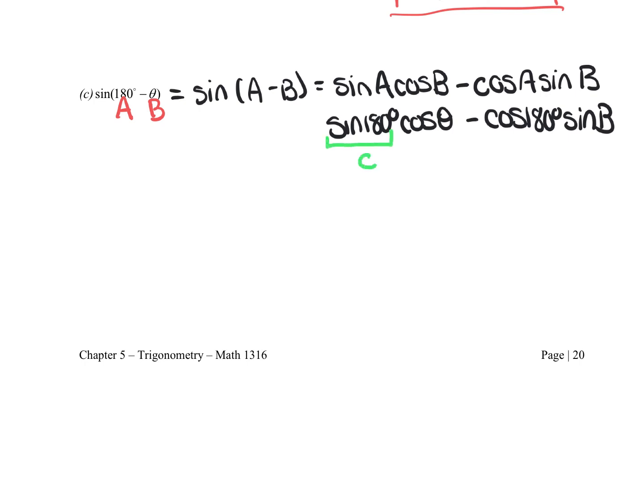Sine of 180 is 0, and 0 times anything is 0, so this whole side is 0. Cosine of 180 is negative 1, and then I have this minus sign in the front, so it becomes a 1. So this is 1 times sine of beta, which I forgot to change into a theta, sorry, theta. So 1 times sine of theta is just sine theta.